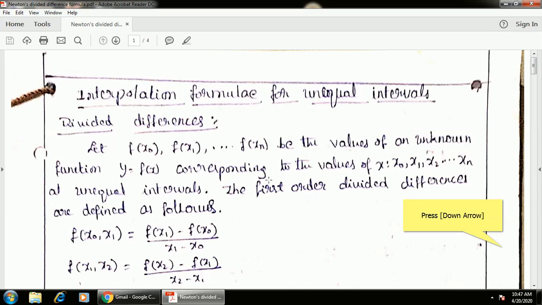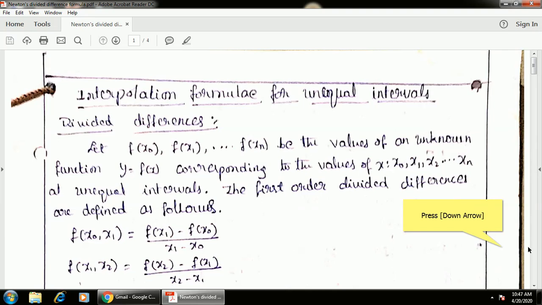To define interpolation formula for unequal intervals, before that we should know what the divided differences are. First, I'll explain to you how to find the divided differences. Let f of x naught, f of x1, dot dot dot, f of xn be the values of the unknown function y is equal to f of x corresponding to the values of x at x naught, x1, x2, dot dot dot, xn at unequal intervals. The values of x are not at equal lengths.